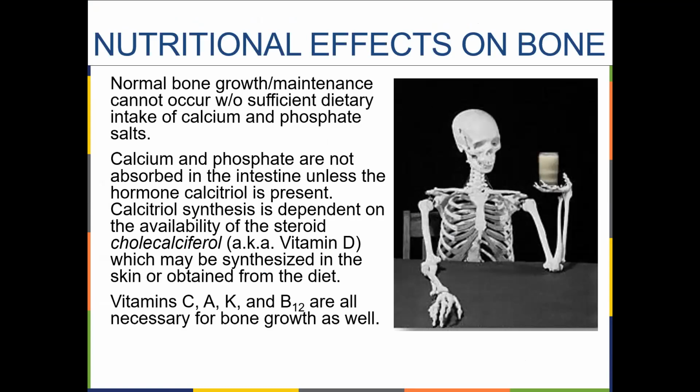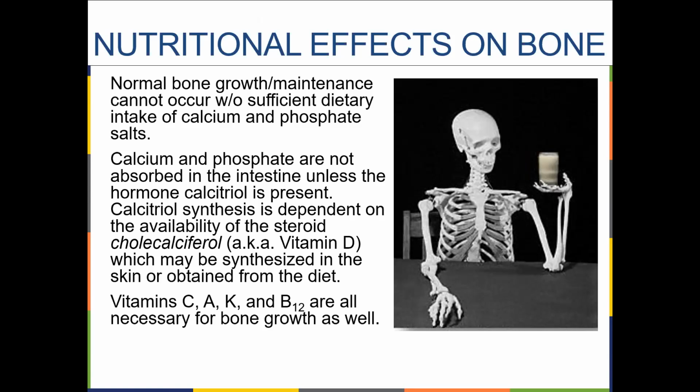Now, with our bones, for everything to heal and work properly, we've got to always have the proper amount of nutrition. We've got to have carbs and proteins and lipids. We have to have vitamins and minerals. We have to have calcium in our diet. We have to have phosphorus in our diet. But we have to have this hormone called calcitriol. Now, calcitriol depends on the presence of vitamin D. Calcitriol is a hormone that allows us to absorb calcium in the small intestine.